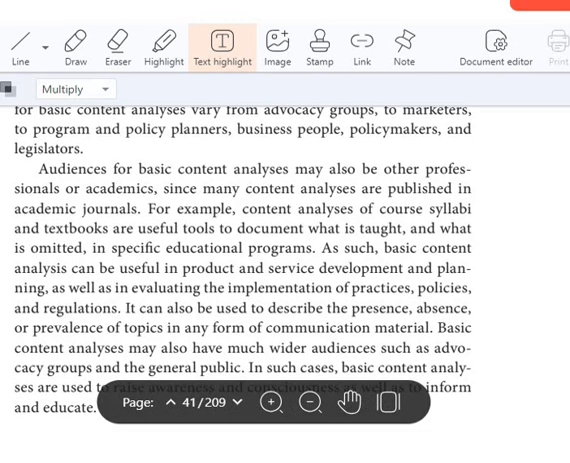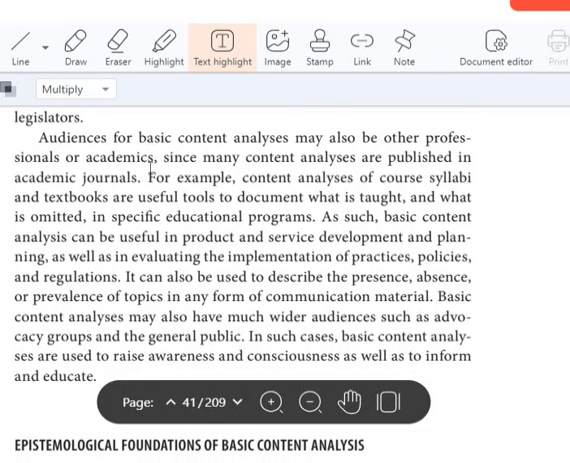Okay, and we've got many professionals or academics also. It can be used on course syllabi and textbooks in order to document what you want to exactly teach in your class, and what is omitted in specific educational programs. Okay, and it can be used in marketing, in business fields, product and service development and planning, evaluating the implementation of practices and policies and regulations for more assessment.